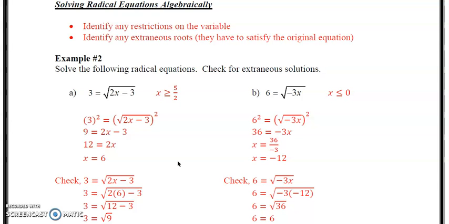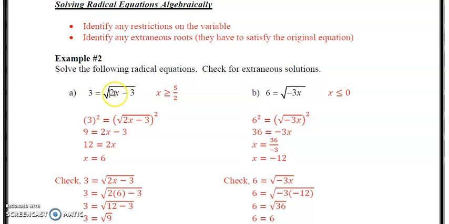By squaring both sides, I get 3 squared is equal to the square root of x minus 3 all squared. If you square the square root of something, it just gives you the radicand, right? What's underneath the square root sign, which is nice. So 3 squared, I get 9. I square the root, I get 2x minus 3. Add 3 to both sides, I get 12 equal to 2x, and x is equal to 6.